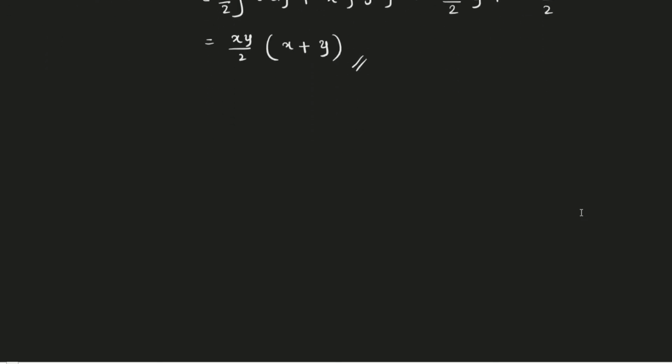We'll see one triple integral. Triple integral with limits: x varies from 0 to 1, y varies from 0 to 2, and z varies from 0 to 3. The function is xyz. Since the first integral is z, obviously it is dz, dy, dx.